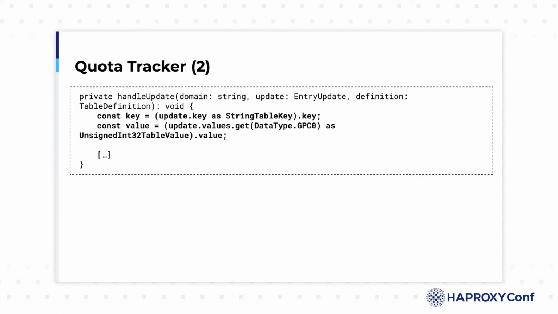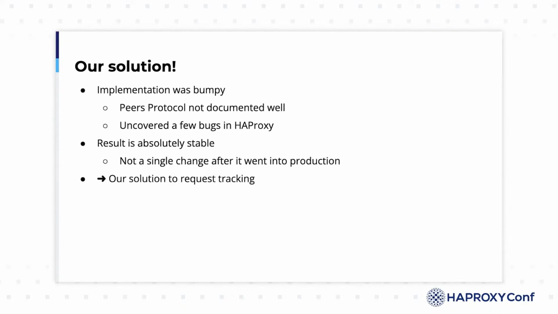Within this callback, we can extract the modified key and its new GPC0 value from the update object. Further processing is left out for brevity, but we simply calculate the difference since the last update and then increase the numbers within the billing database appropriately. That is all there is to our quota tracking implementation based on HAProxy's peers protocol.